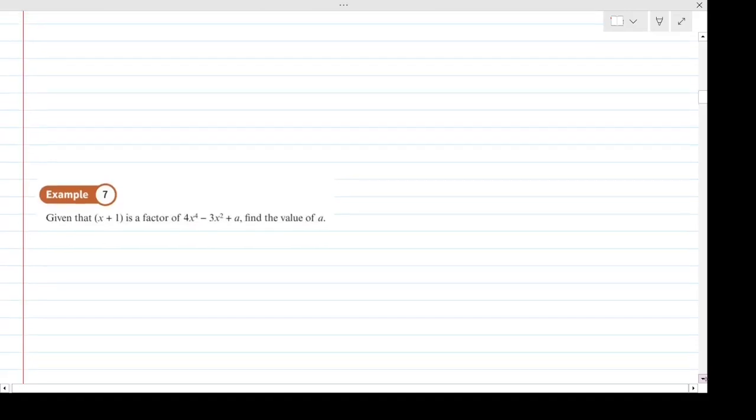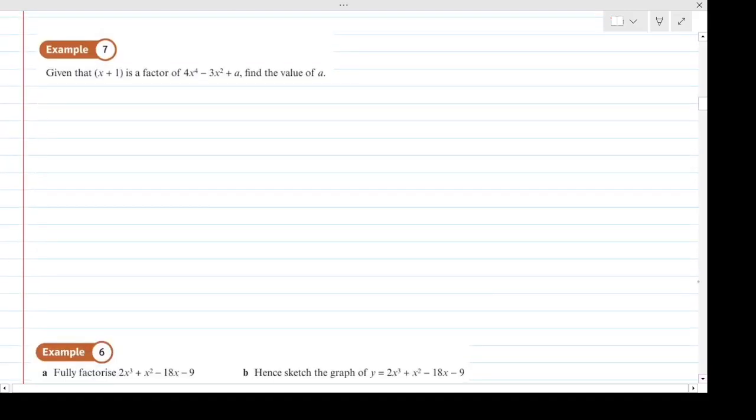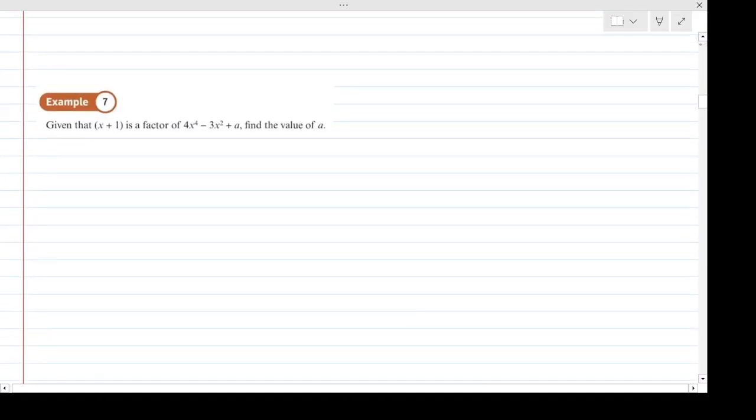Okay, we have this example then. We are given that x plus 1 is a factor of 4x to the 4 minus 3x squared plus a. Find the value of a. So again, this is where having the factor theorem written down is helpful, because now we know exactly what we need to use and what to substitute in. Anyway, we are told that x plus 1 is a factor.